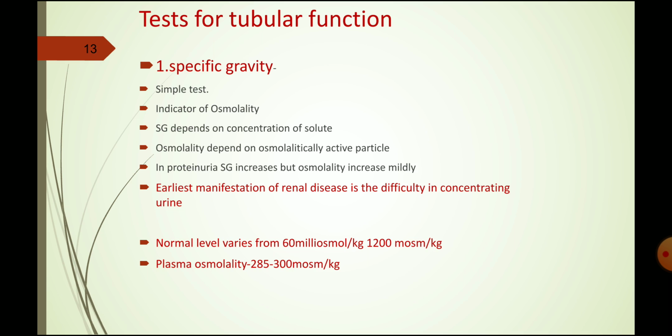So that is why we do the concentration test and dilution test in the urine. Normal value ranges from 60 milliosmol per kg to 1200 milliosmol per kg.